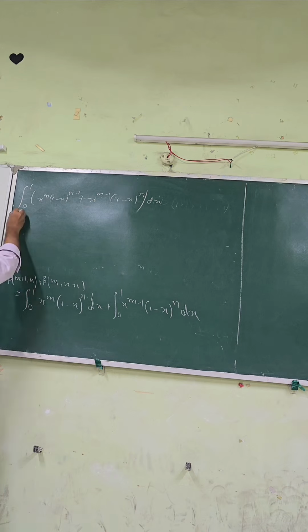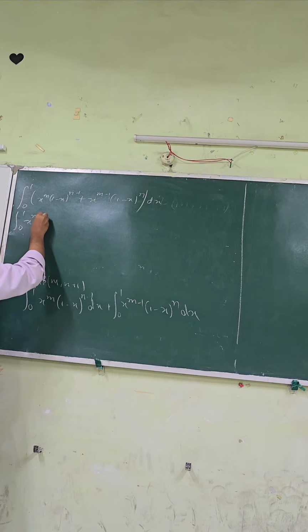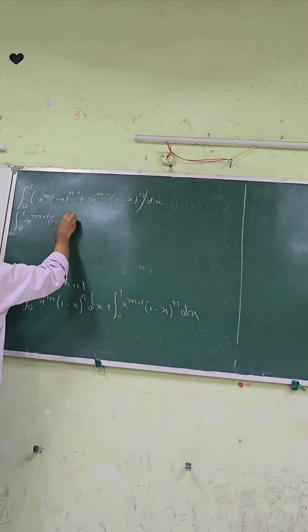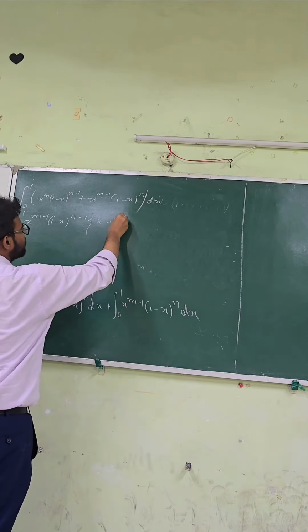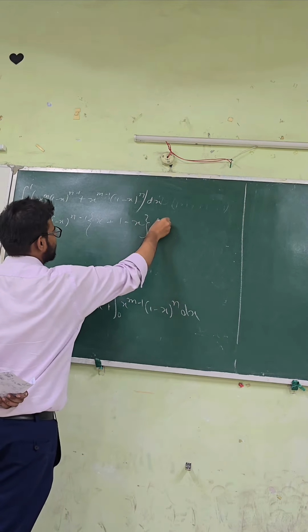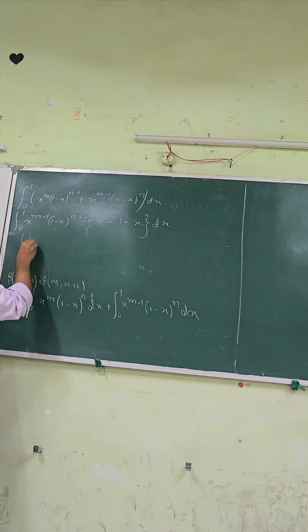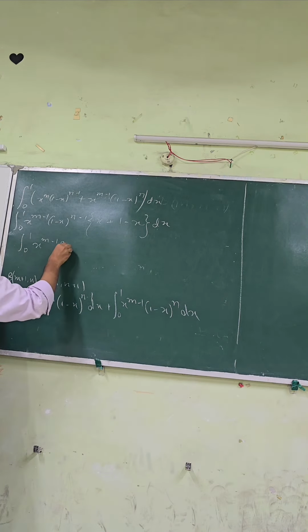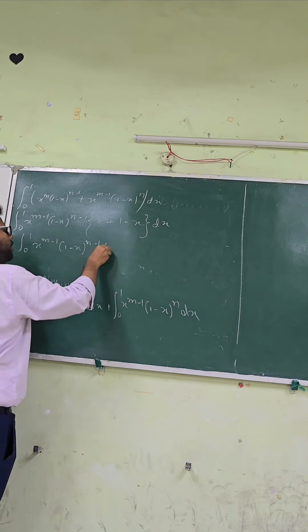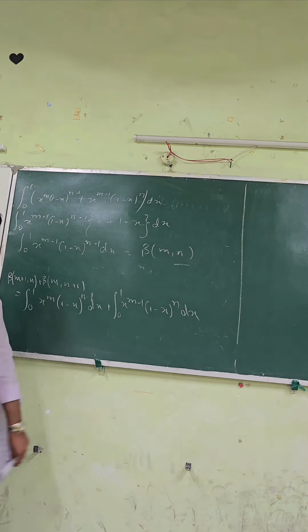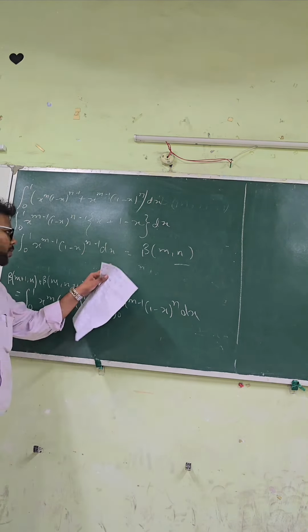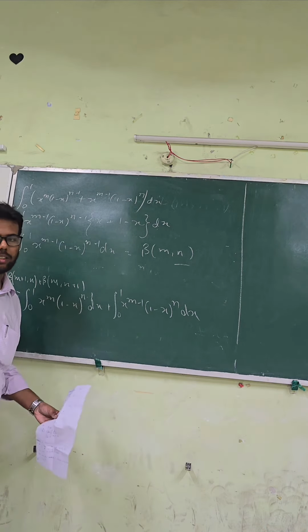You take x to the power m minus 1 and 1 minus x to the power n minus 1 as common, and you get x plus 1 minus x dx. And to a great surprise, you get x to the power m minus 1, 1 minus x to the power n minus 1 dx, which is equal to beta of m comma n. Hence proved, whatever was asked. You should remember this property. This is important.